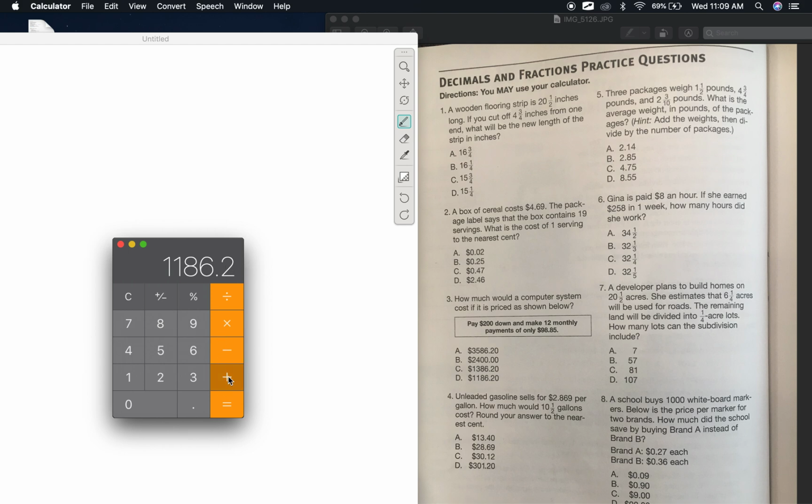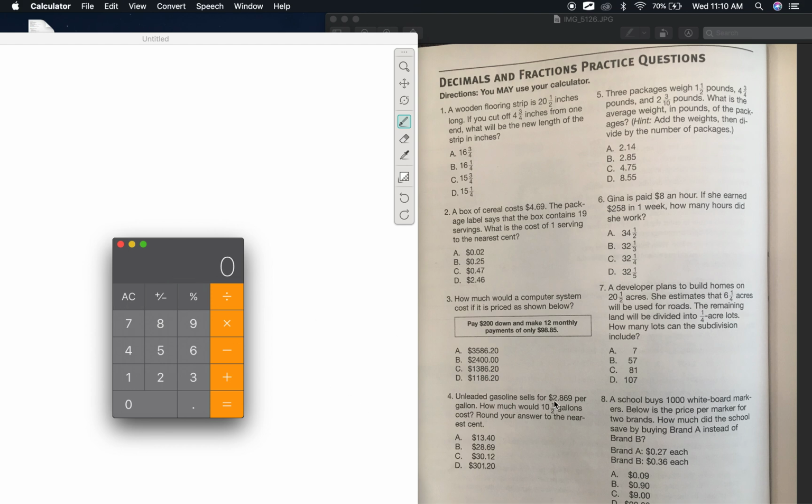So then we also have to add the 200 that you initially paid down. Okay, so that comes up to $1,386.20. If you erase this 0 after the 2, it still doesn't change the value of it, because 0 equals 0. But that's letting us know that we're doing it out of a dollar. So 1386.20, C is your answer.